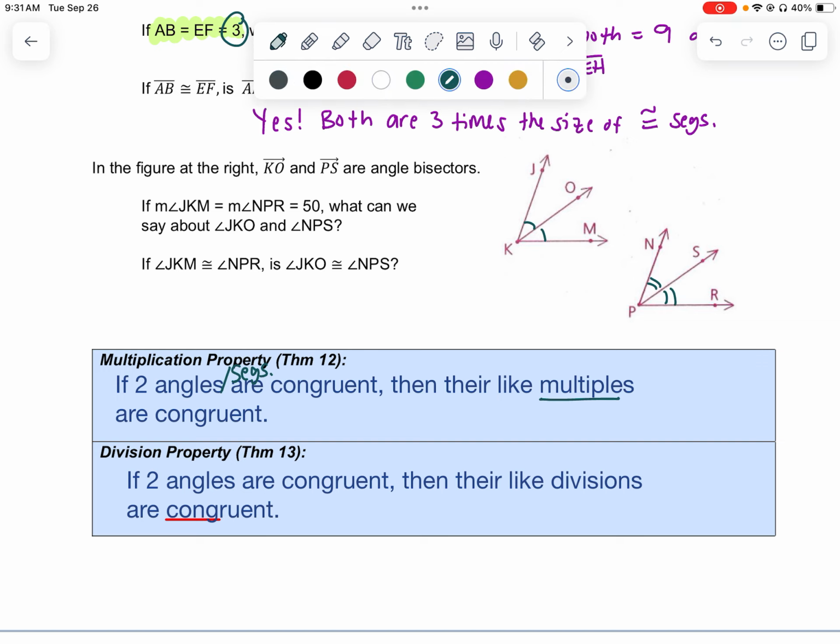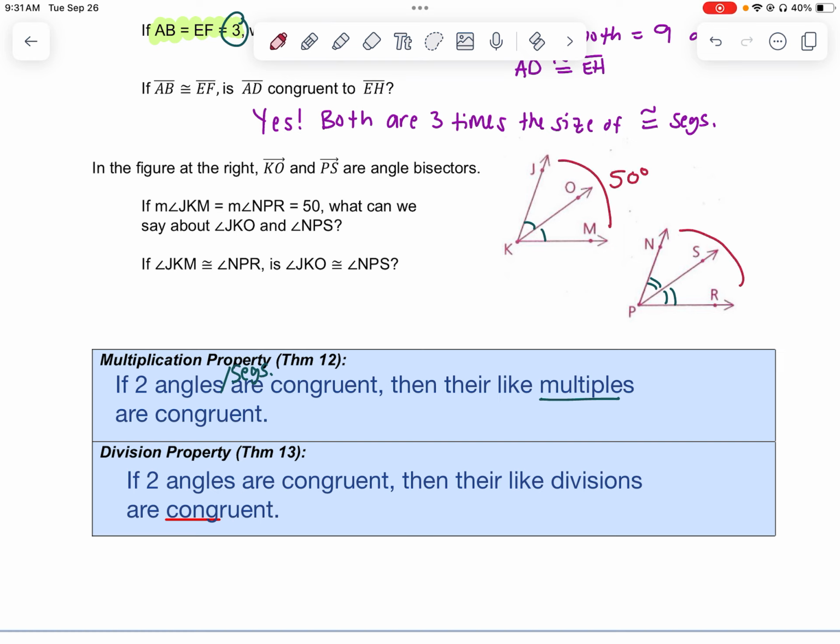If I were to say that both angle JKM and angle NPR had a measure of 50, we want to ask ourselves, what could we conclude about angle JKO and NPS? Well, JKO is half of JKM, which makes it 25 degrees. NPS is half of NPR, which makes it 25 degrees. I said the wrong number. And that makes them both come out to be 25 degrees, which means that they are congruent.